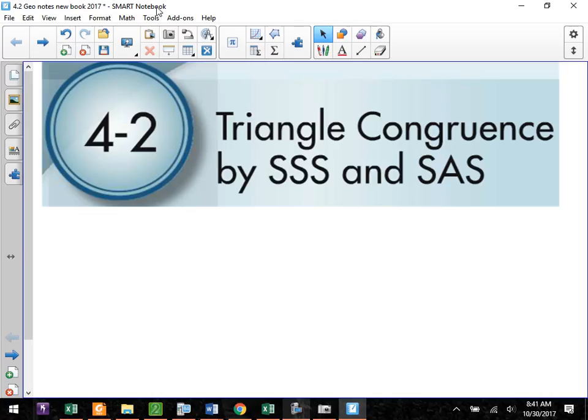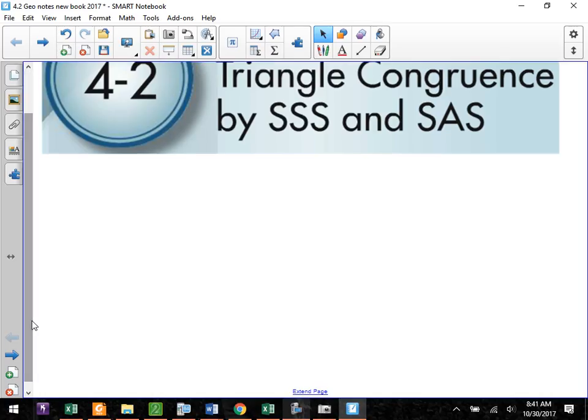Last week when we were working, we had talked about that in order to show that two figures were congruent.